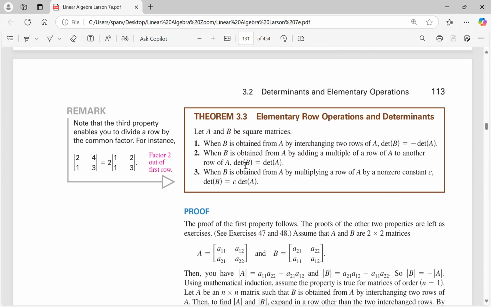Number 2. How are we getting B this time? B is obtained by adding a multiple of a row of A to another row of A. So this is again adding a constant multiple of a row to another row. And that's what's interesting. That operation leaves the determinant unchanged. You get the exact same determinant, so that's fine.